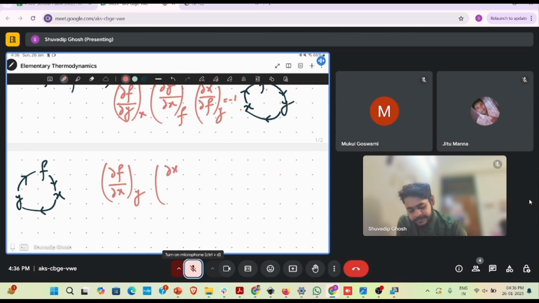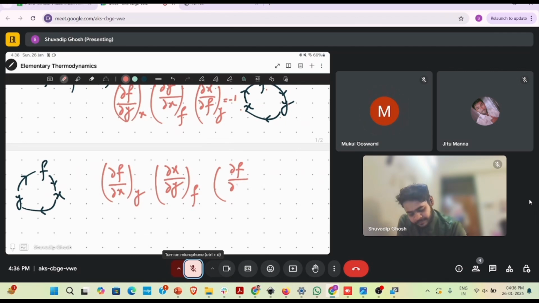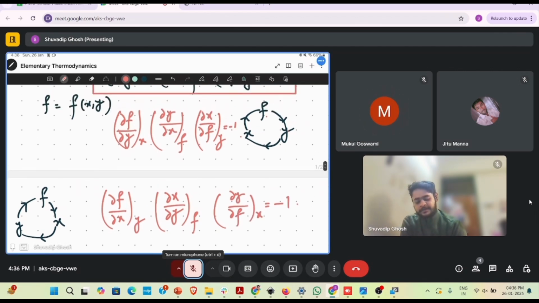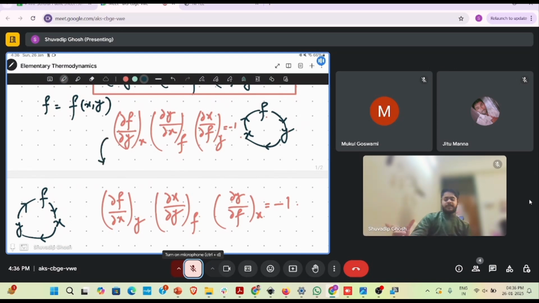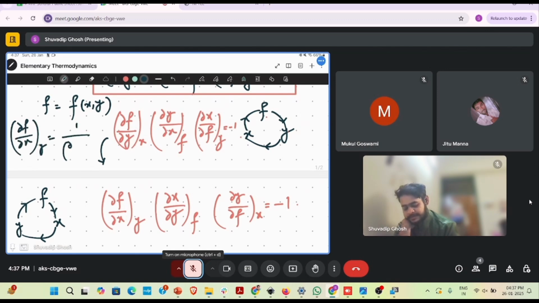Then del x, del y, f. Then del y, del f. Del y, del f, x. This is also valid. You can show it from here as well. Just apply this form: del f del x at constant y equals 1 by del x del f at constant y. You have to apply these three times and it will again be minus 1.